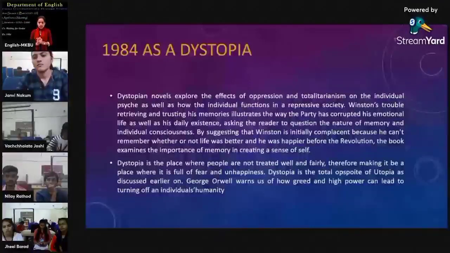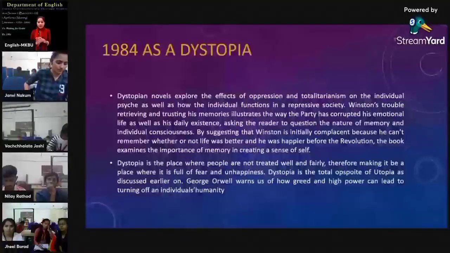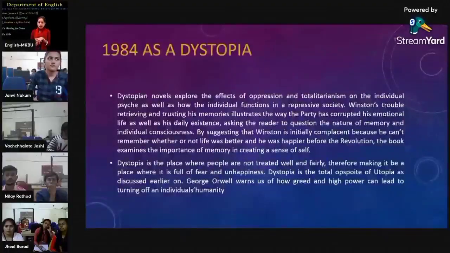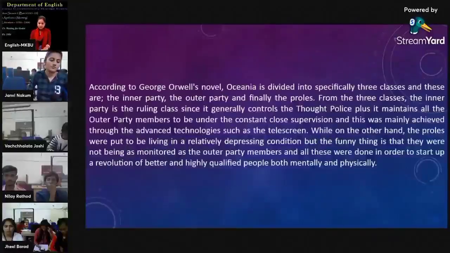A dystopia is a place where people are not treated well and fairly, making it a place full of fear and unhappiness. Dystopia is the total opposite of utopia, as discussed earlier on. George Orwell warns how greed and high power can lead to the torture of an individual's humanity.